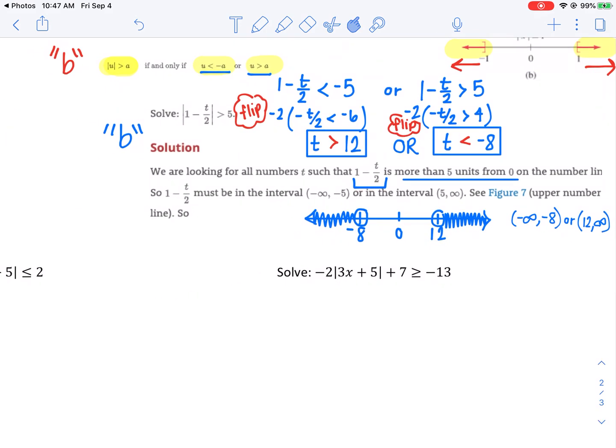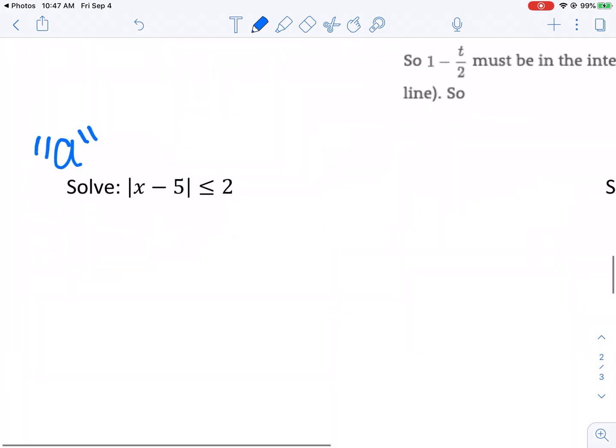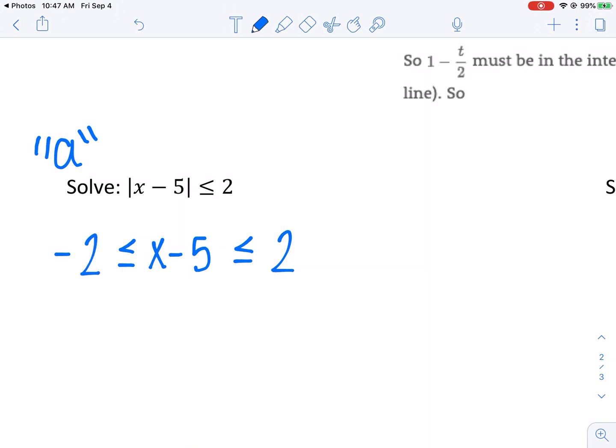Let's try another one. Looking here, absolute value x minus 5 less than or equal to 2. Well, this is a case A where the absolute value is less than 2. So it falls into an inequality like so, and it will look like shading one area. So this means u, which is x minus 5, would be between 2 and negative 2. That's exactly what my notes are telling me. Now I have a compound inequality. Luckily I know how to solve those.